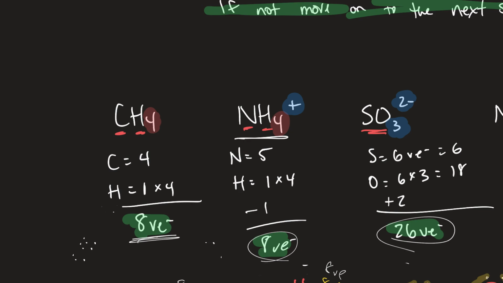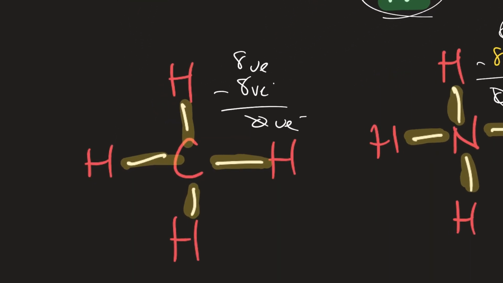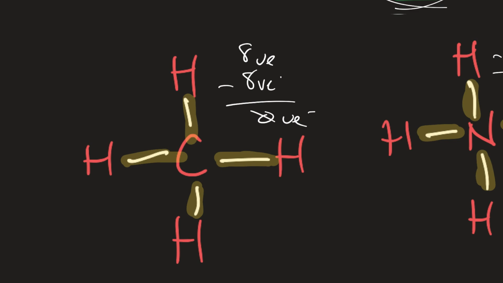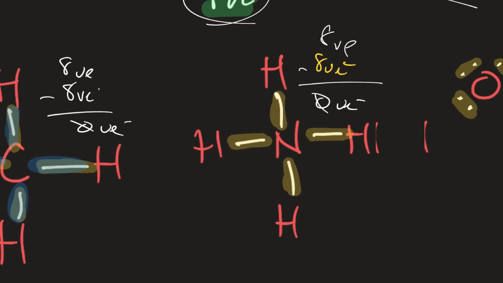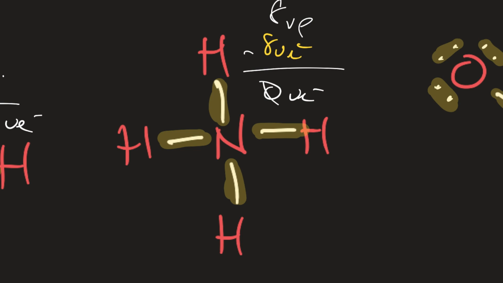Okay, so let's look at the first one. We have methane, so let's look at carbon. We have to look at the central atom and see, does it have access to 8 valence electrons? So carbon, we have 2 here, 2 here, 2 here, 2 here. So 2, 4, 6, 8. It has access to 8 valence electrons. So methane is done. This is the correct Lewis structure for CH4.